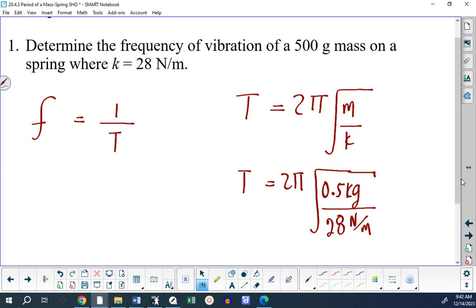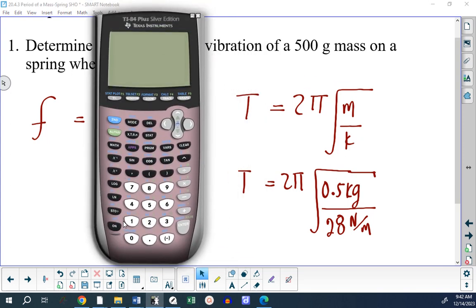I'm going to take the opportunity to give us more practice with these units. But let's do the calculation first. It's 2 pi times the square root. You certainly don't need to enter times in your calculator. I didn't. You could if you wanted to. Of 0.5 divided by 28. You don't need to close the brackets, but you can. So the period is a little less than a second, about 0.839, well, about 0.84 seconds.